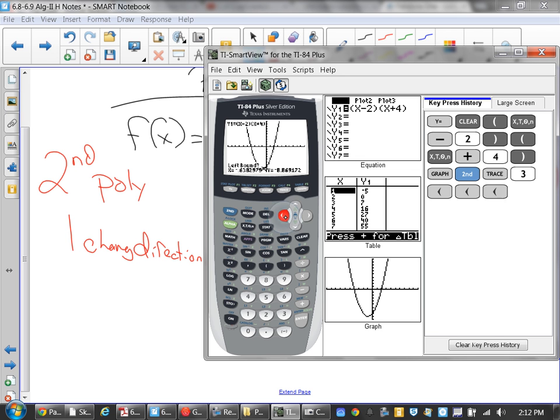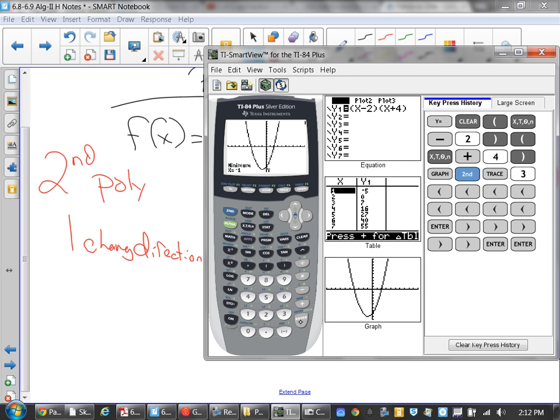Right now it's to the left of it, hit enter. Move it to the right of it, hit enter, and hit enter again. So it's giving me a minimum value at -1 and -9. Now some of you might be getting some rounding error, where it might be 0.9999 or -1.0001. It's okay. When it's like that, you take it with a grain of salt, it's -1.